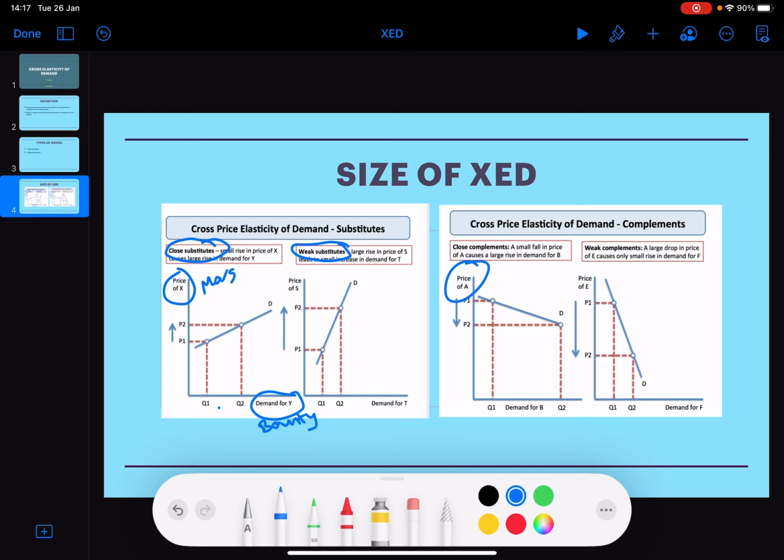And then on the right hand side, we could have our baked beans. So the price of baked beans decreases. That means that the demand for toast is going to increase because we want more toast to go with our baked beans. And on the left hand side, again, you've got a big change in your quantity. So that's because they're close complements. And on the right hand side, you've got a smaller change in quantity, a big change in price, and that's because they're weak complements. So the key thing is if there's a big change in quantity, then they're very close. And if there is a small change, then they're what's known as weak complements or weak substitutes.